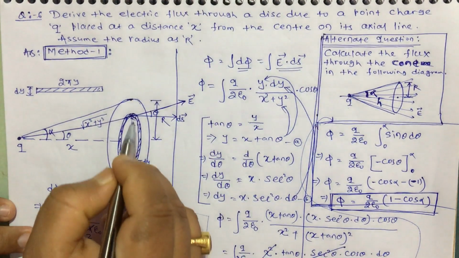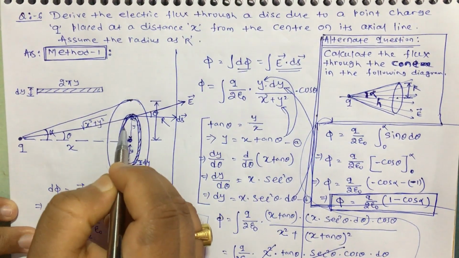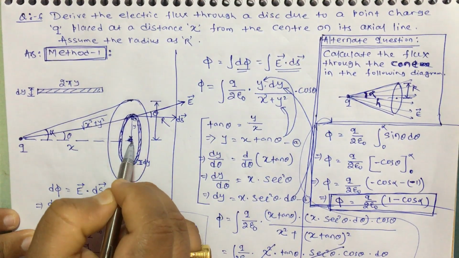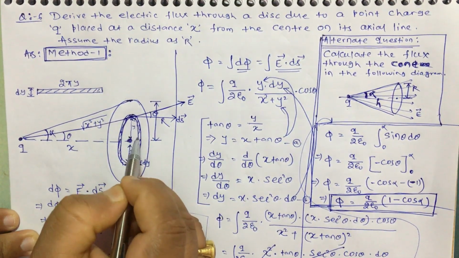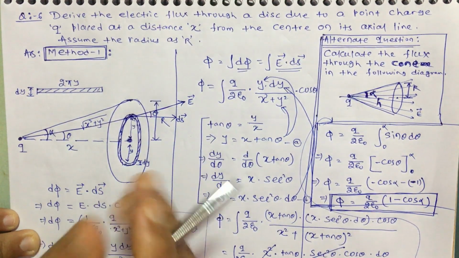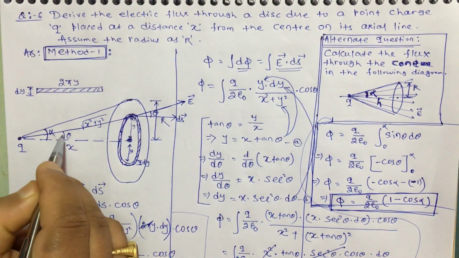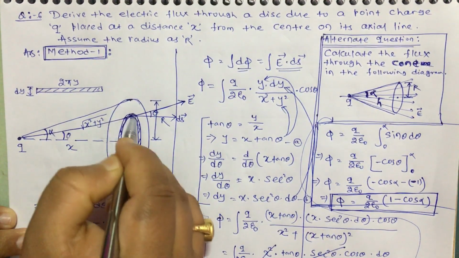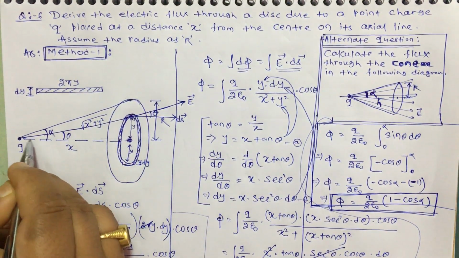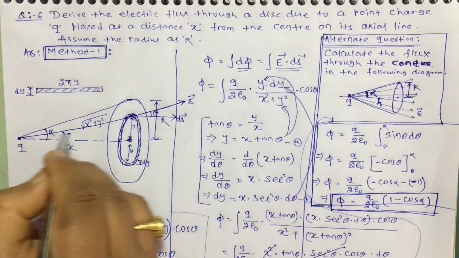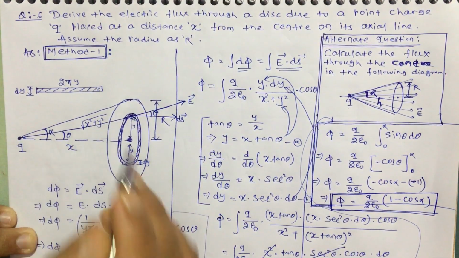Okay. So this strip or circular ring is the small element here, which is at a distance of y from the center and having a width of dy. This width is very small, which is dy. Now let this angle be theta. This ring, or this small element, is making an angle theta at the center. Since this is y and this is x, this total length is going to be the square root of x square plus y square.